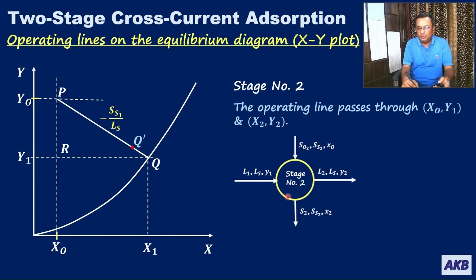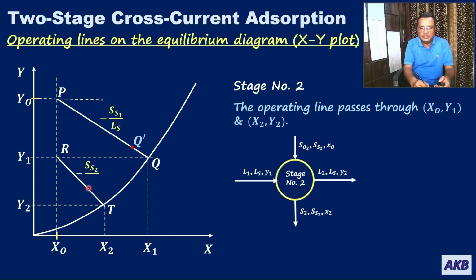And if you look at stage number 2, and if the leaving solid and liquid phases are in equilibrium with each other, then the other point on the operating line, X2, Y2, is going to lie on the equilibrium curve. In other words, the operating line is going to end on the equilibrium curve. You can just see the operating line ends on the equilibrium curve. Let me name this point as point T. Point T will have coordinates of Y2 and X2.